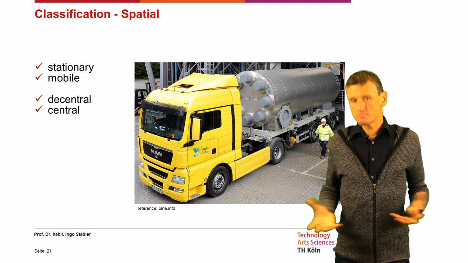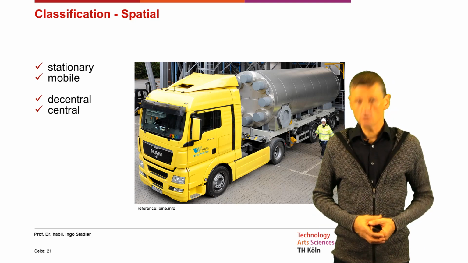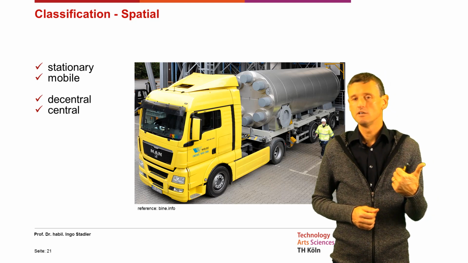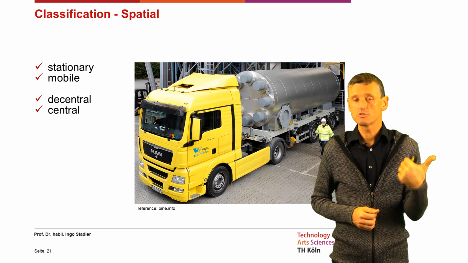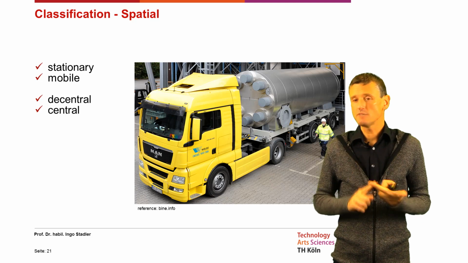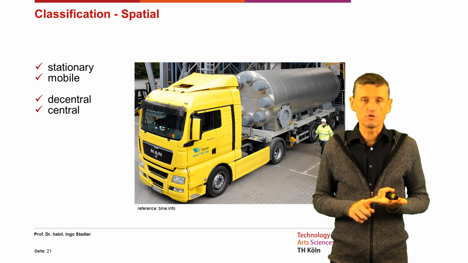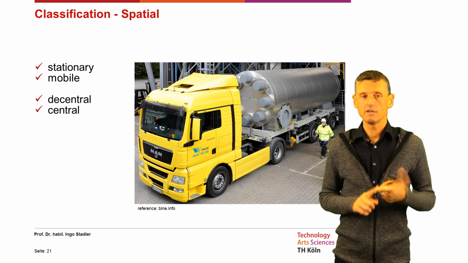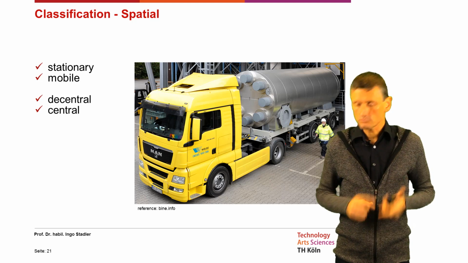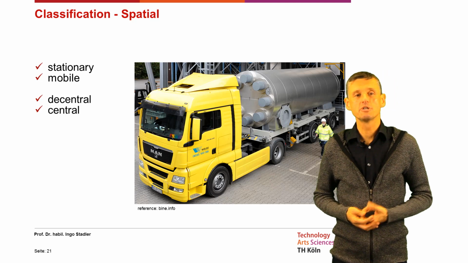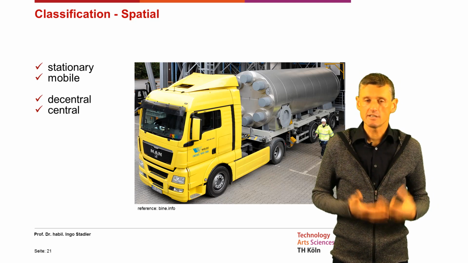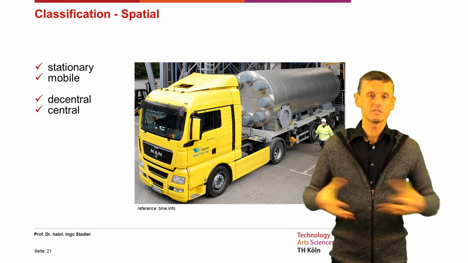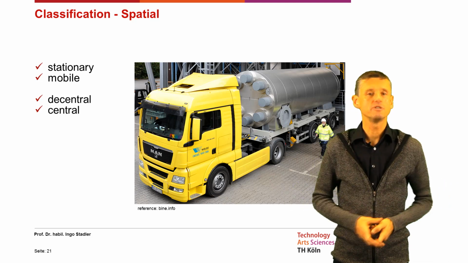We also have the spatial classification, so we could have, for example, stationary energy systems, that is the most cases, or sometimes we require mobile energy stores, like here in the picture. So we have mobile and stationary systems, or we can also distinguish centrally installed or decentrally installed systems. One big central or many smaller decentral stores.